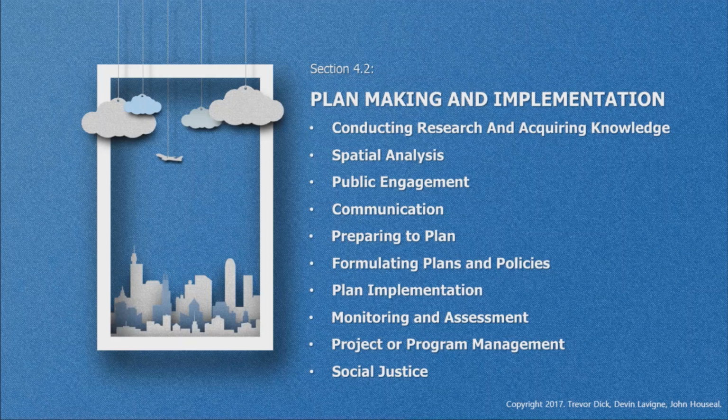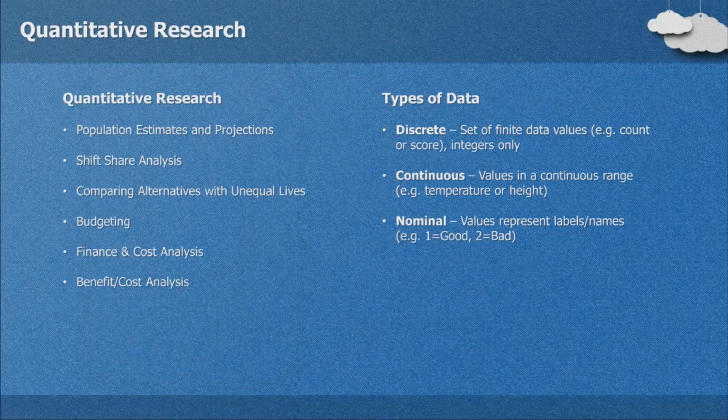There was a question about how much math is on this exam. This will cover it. It's not complicated math, if any. Spatial analysis, public engagement, communication, preparing to plan, formulating plans, policies, and plan implementation, monitoring, assessment, project and program management, and social justice. These are all those subcategories within that plan making and implementation. So that 30% covers these topic areas.